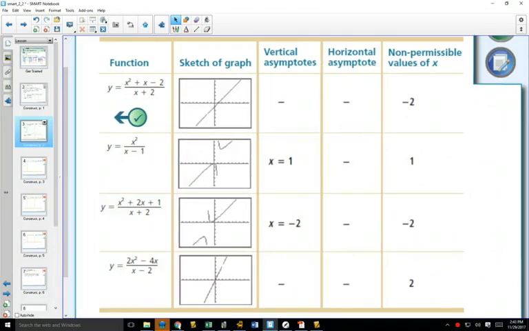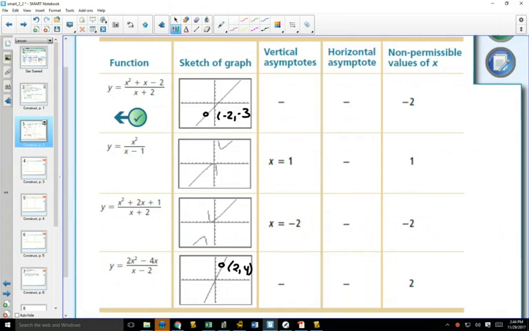So some of these graphs have holes, and some of them have asymptotes. So what we're going to do is, for the ones that have holes, we're going to draw the hole where they appear and label them. This one happens to be at negative 2, negative 3. This one has a hole right here, happens to be at 2, 4.